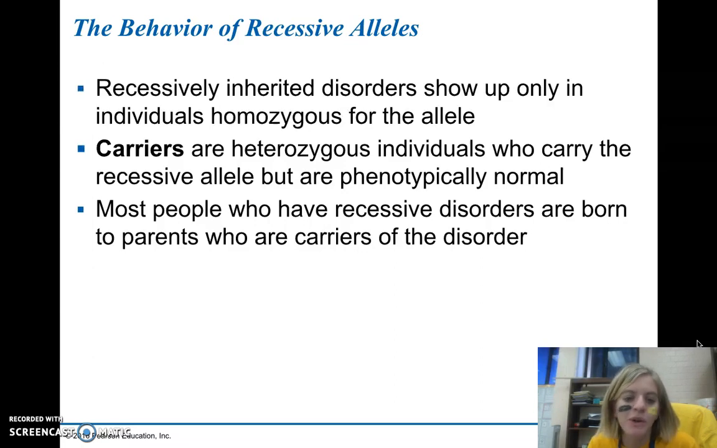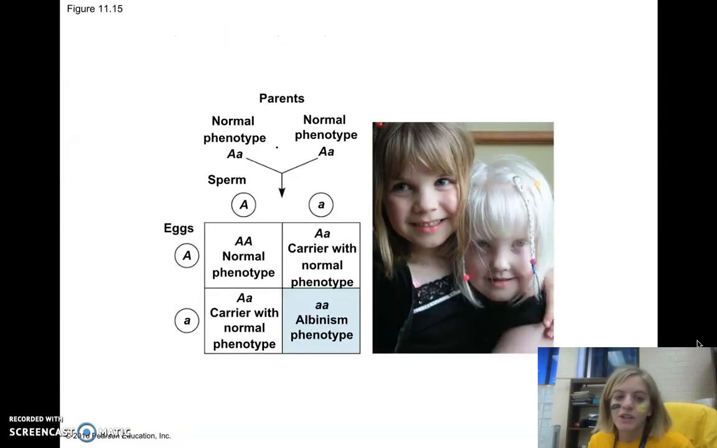Many people who have recessive disorders are born to parents who are carriers because, especially before we were able to test for these things ahead of time, the two parents would be unaffected, but they would be carriers and have an affected child. So this is an example.